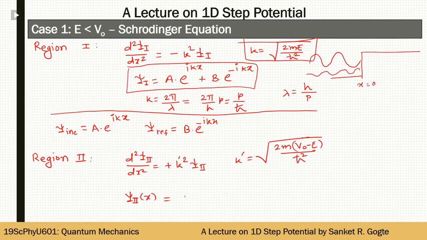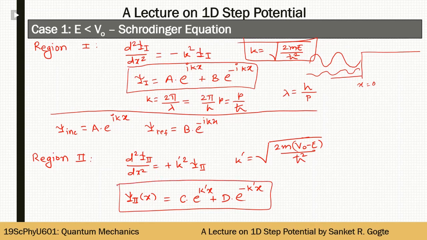C into e to the power k prime x, no, we don't have the complex solution, it's real now, plus D into e to the power minus k prime x, where k prime is this constant. Now I want you to give it a little thought. Pause this video here and tell me which of these two terms is not acceptable physically. So please pause the video here and think about it. Okay, so I hope that you have figured out the answer to this question. I'll answer the question on the next slide.